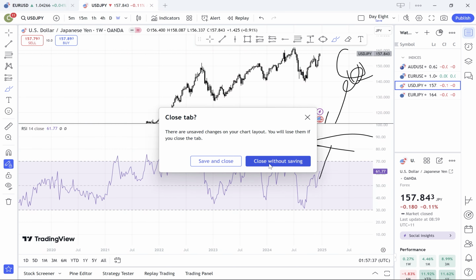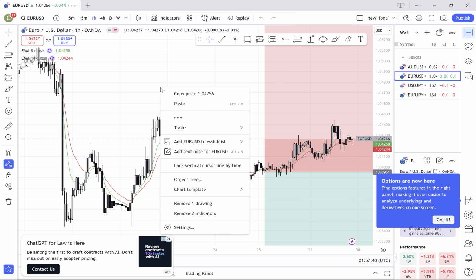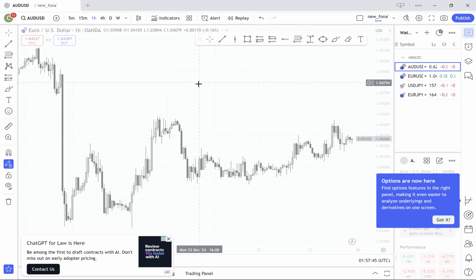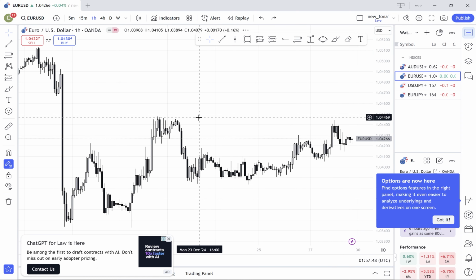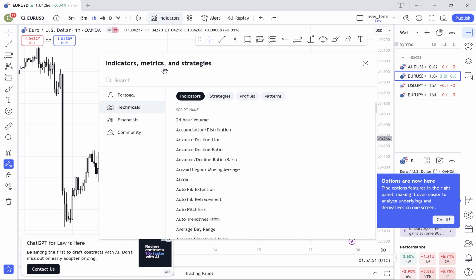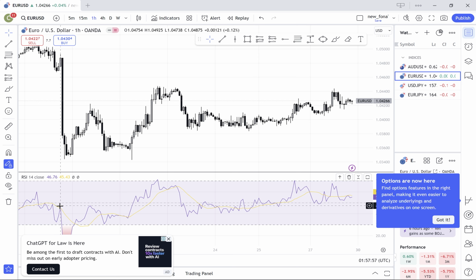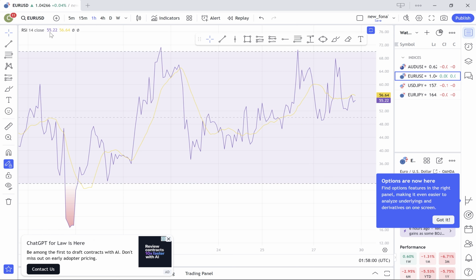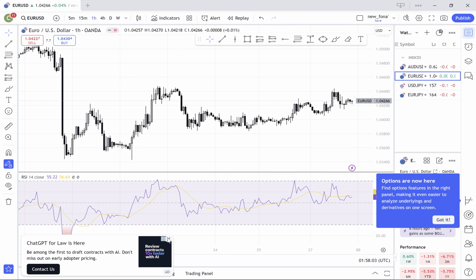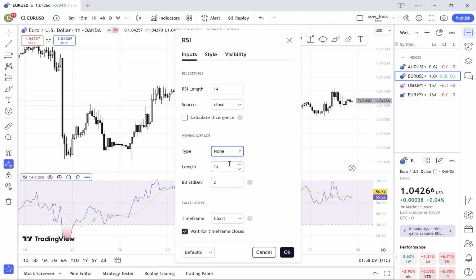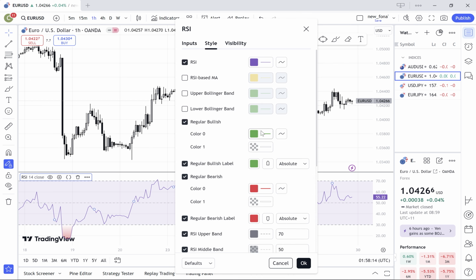I want to close this. It's so annoying. I don't know what's wrong with it. Remove the drawing, remove the indicators. Let's add it again. Indicators, RSI, relative strength index. And we want to go into the settings. So I don't want the EMA, I just want the close, the style.